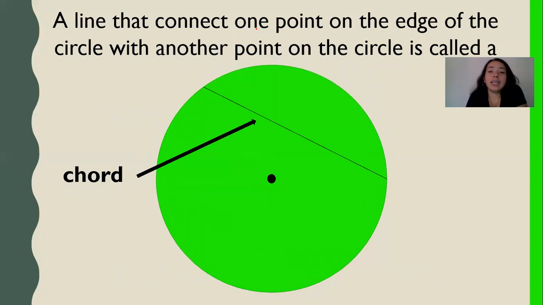Now, if you have a line that connects one point on the edge of the circle with another point on the circle, that's called a chord. But notice that this chord does not go through the center. It goes on the side, it's off to the side, but it does not go through the center. So it cannot be considered a diameter. It's not a radius.